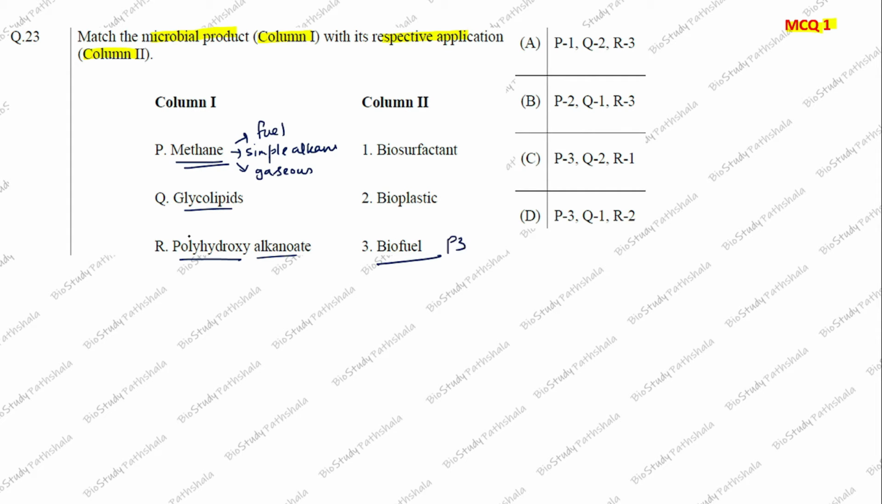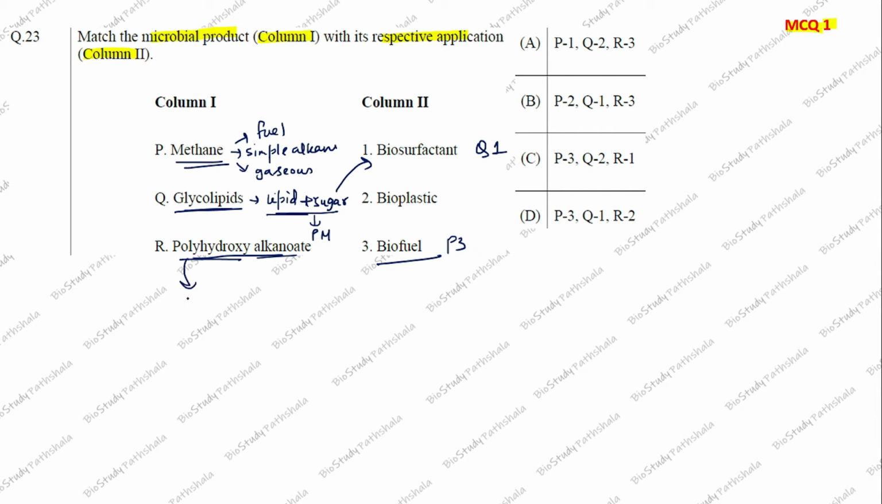So P3. Next is glycolipid. Glycolipid means lipid attached with sugar. It is found mainly in the plasma membrane. It also acts as biosurfactant. So Q1.